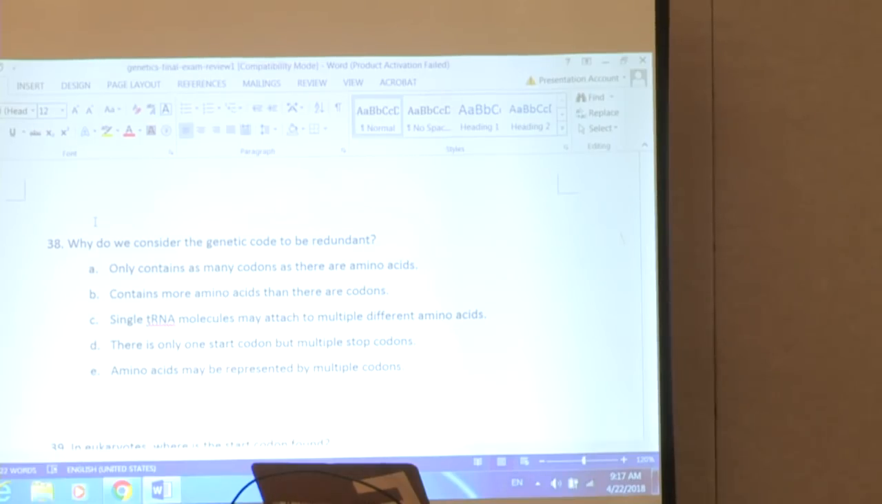So now, why do we consider the genetic code to be redundant? Yeah, really good. Thank you for that. So the answer is E. Amino acids may be represented by multiple codons. And note that one codon does not code for more than one amino acid, right? One codon only codes for one amino acid.